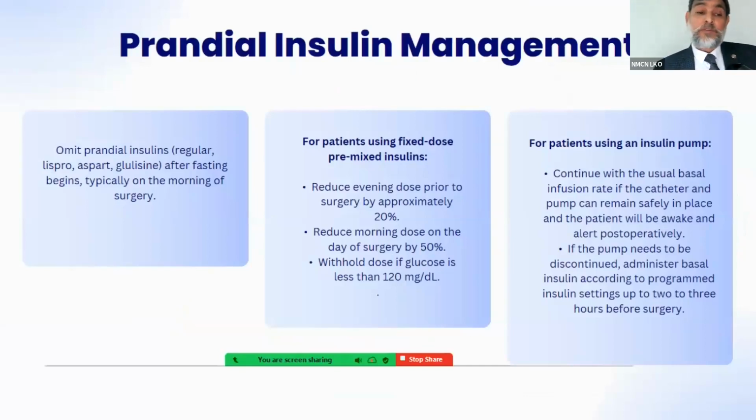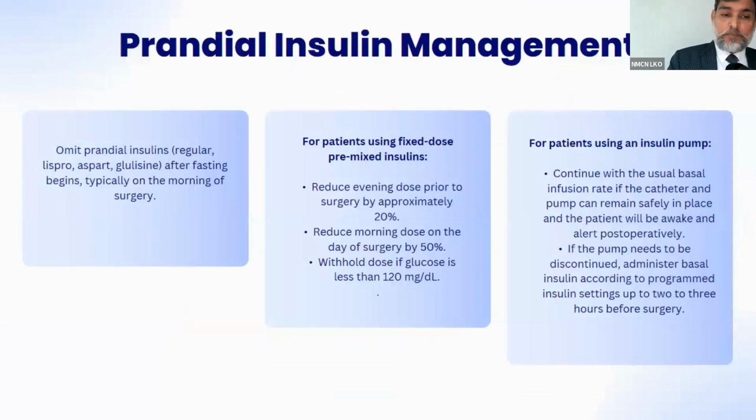Prandial insulin management. These are the insulins which we use to control postprandial hyperglycemia. The optimal prandial insulins are regular, Lispro, Aspart, Glulisine. For surgeons, the insulin is the soluble insulin, which is the short-acting insulin. After fasting begins, we must stop this insulin, typically on the morning of surgery.